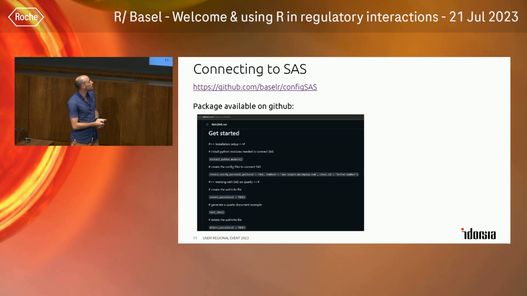In terms of connecting to SAS, there's a package that has been shared. So you can go to the Basel R GitHub and look at the README of the package, and you have some helping functions to install the Python module and then to generate a config file of Python to be able to connect to your SAS Studio. And you can connect from your local RStudio, from your local machine, or from a Workbench in POSIT, for example. This works in both.